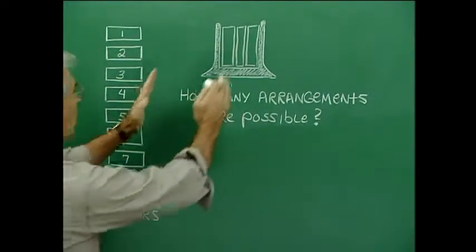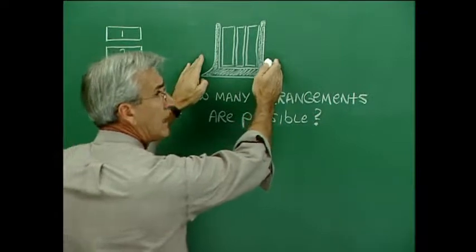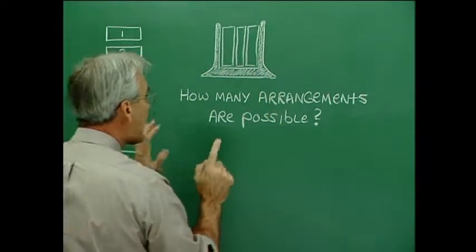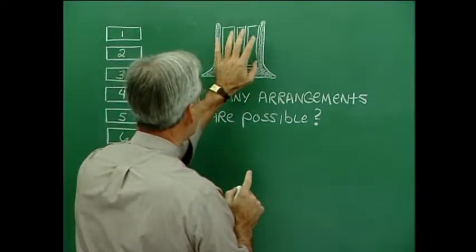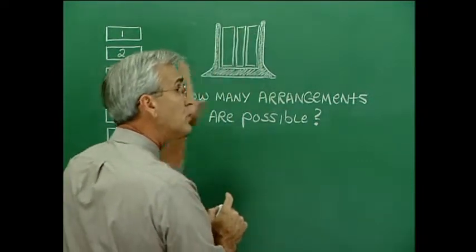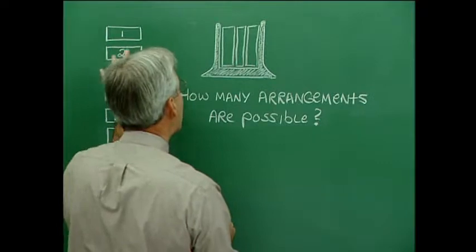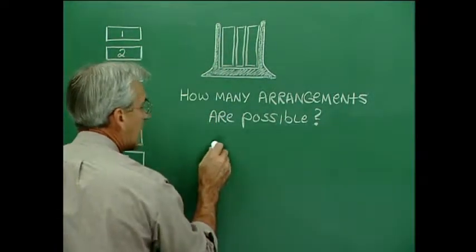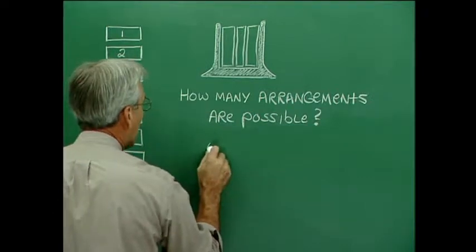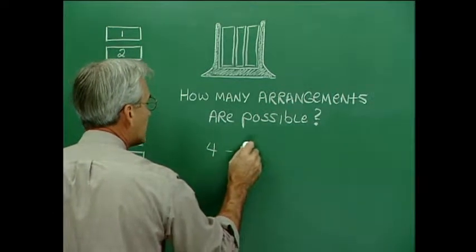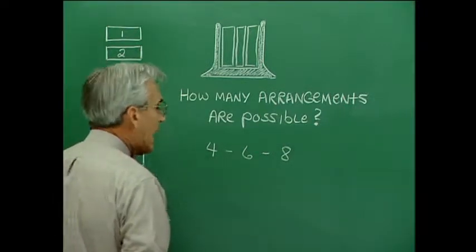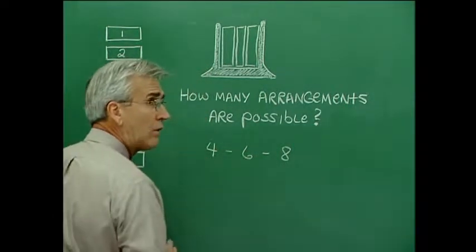And we have a small bookshelf, and the bookshelf can only accommodate 3 books. And we'd like to know how many arrangements of 3 books are possible, choosing those 3 books from a group of 8 books. Now let's understand this, that if I chose book 4 and then book 6 and then book 8, let's say, and that's one arrangement.